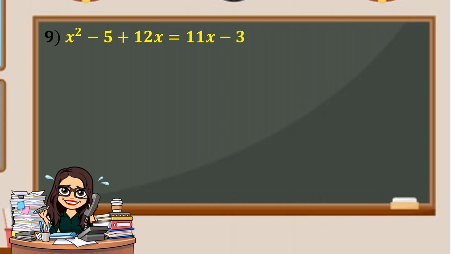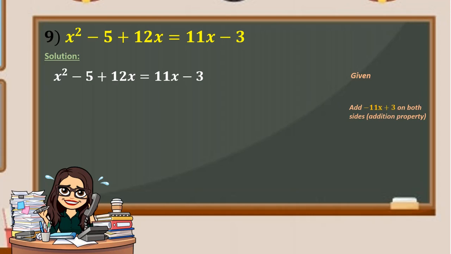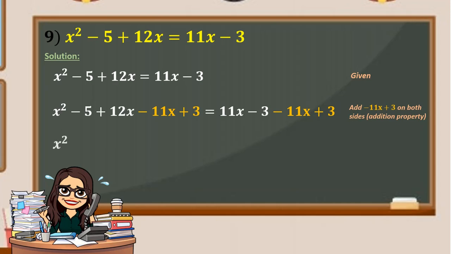For number 9, the given is x squared minus 5 plus 12x equals 11x minus 3. So for the solution, we have the given. Next step is to add negative 11x plus 3 on both sides. So we have now x squared minus 5 plus 12x minus 11x plus 3 equals 11x minus 3 minus 11x plus 3. So for the left side, bring down first x squared and then combine like terms.